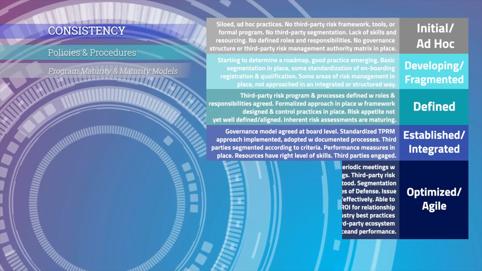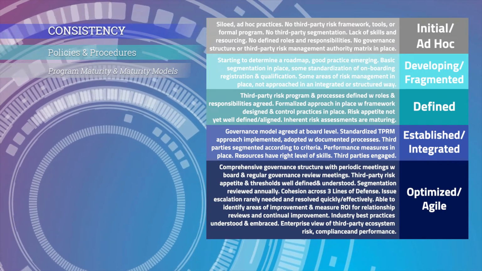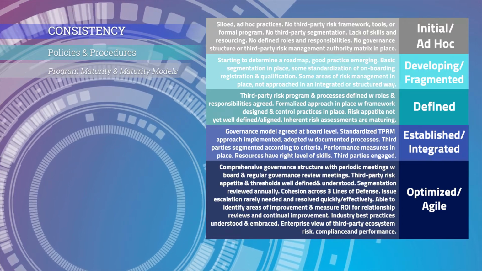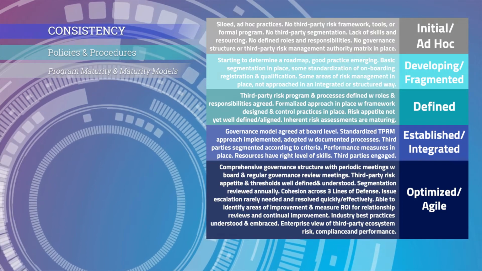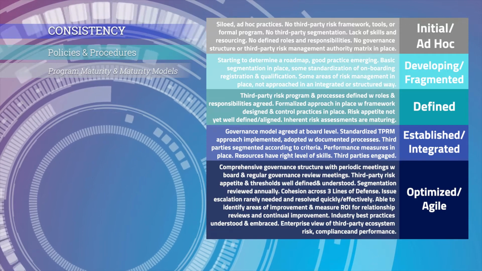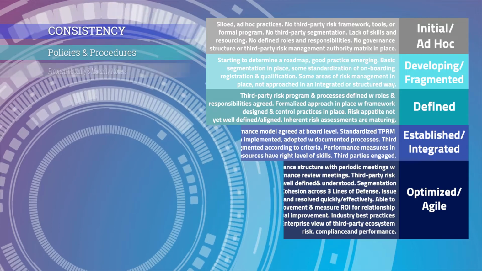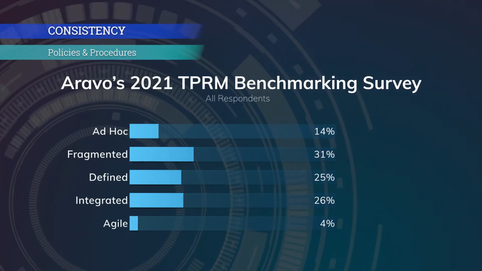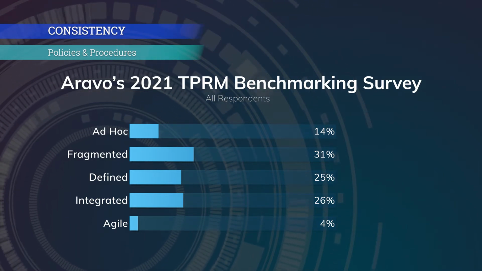The last level is optimized agile, which is similar to established, but you are more proactive in your assessment process. You are reviewing third parties regularly, and you're integrating certain additional risk discovery activities into your risk ecosystem. The majority of Aravo's 2021 survey respondents noted that their TPRM programs are at the fragmented level of maturity.